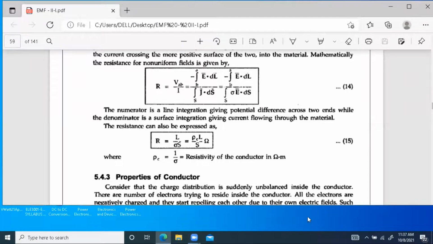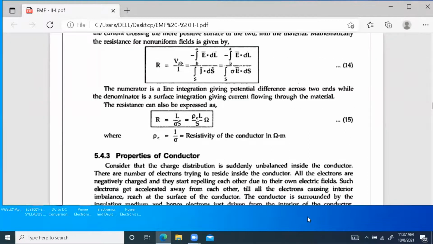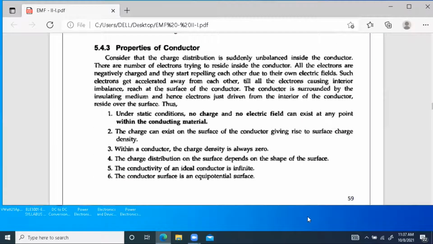All right, so properties of the conductor. Read through that and tell me if you have a question.